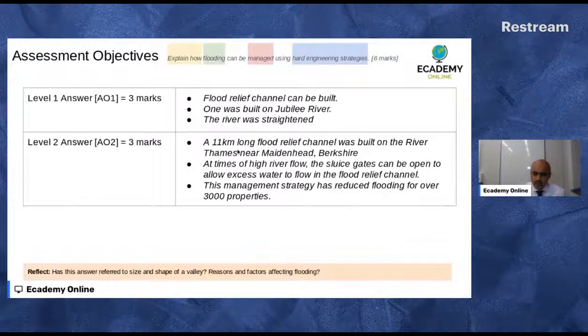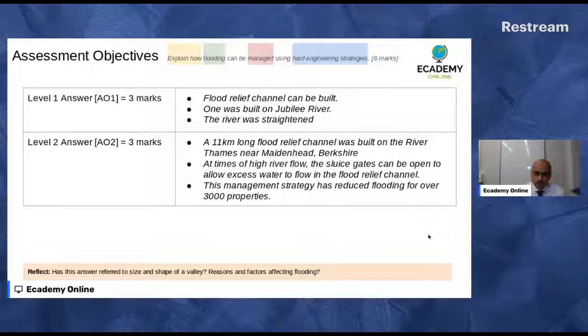So for example, an 11 kilometer long flood relief channel was built on the River Thames near Maidenhead in Berkshire. At times of high river flow, so it's talking about when a flood event could be occurring, the sluice gates can be opened to allow the excess water to flow into the flood relief channel. That's showing me how the flood event is being managed. This management strategy has reduced flooding for over 3,000 properties. So it's showing me how it's being managed and how it helps the people that are surrounding it.